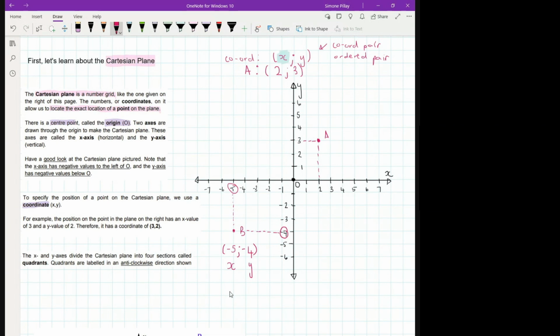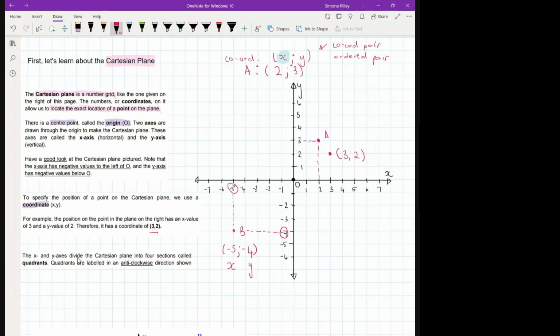Okay. So that is that, and they've actually said here, for example, the position of the point in the plane has an x value of 3 and a y value of 2. I kind of swapped it around. I gave you point A with coordinates (2; 3), and they've given you (3; 2), but you guys get the picture. So 3 and 2 would look something like this. This point over here would have the coordinates of (3; 2). Close enough, yes, but it would be marked wrong if you gave me that answer.